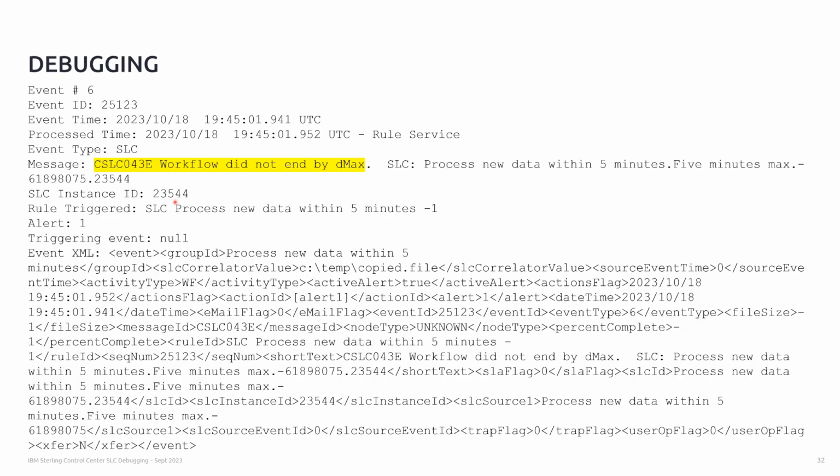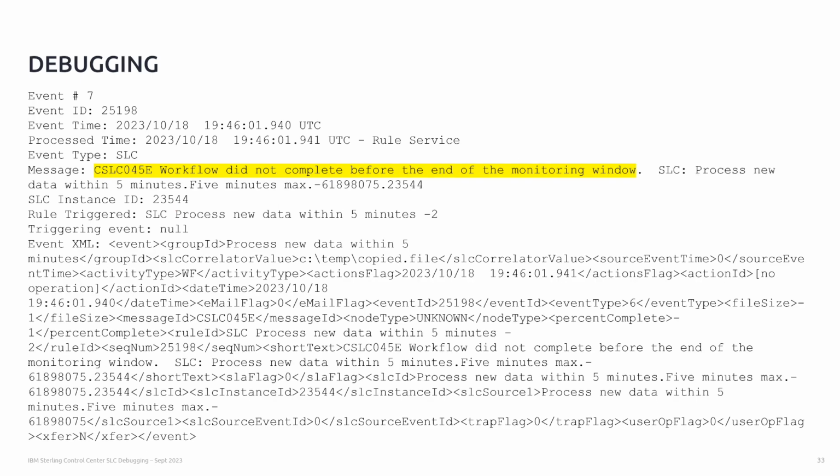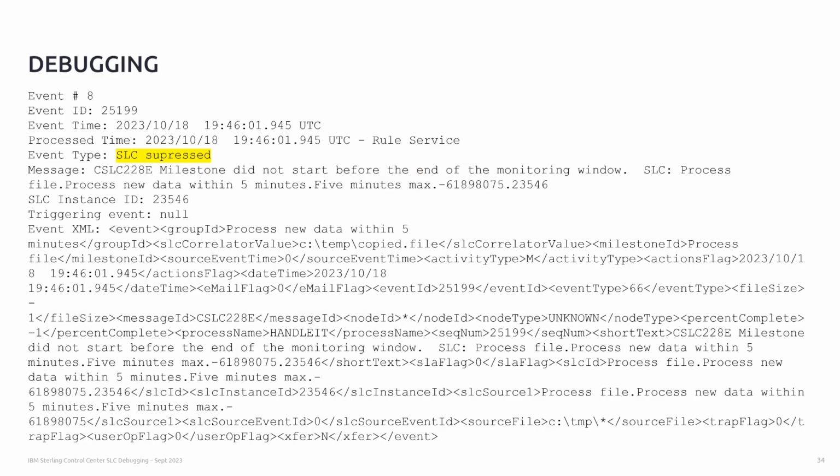Well, now I've got to look at the events part of the event sections, the second section. So this is just a workflow did not complete before the end of the monitoring window. Know that even though I set my monitor tolerance value to 0, the monitor window minimum value is a minute. So this is a minute after the end of the 5 minutes that was specified. Debug 8, a milestone message suppressed.